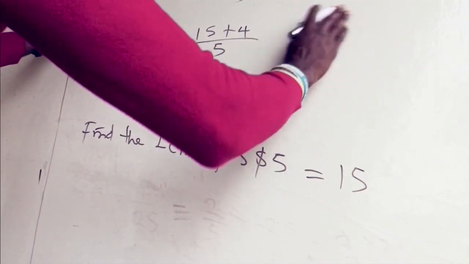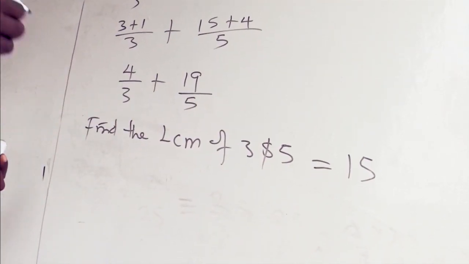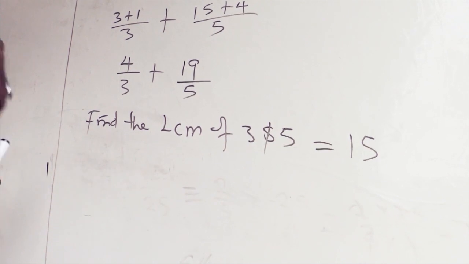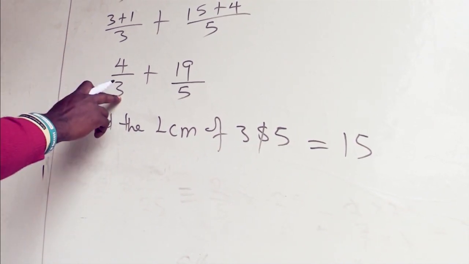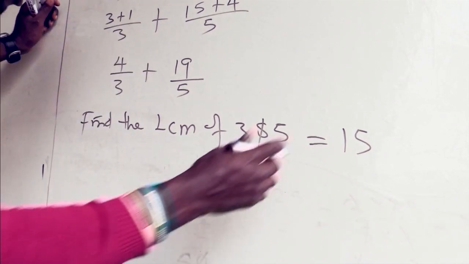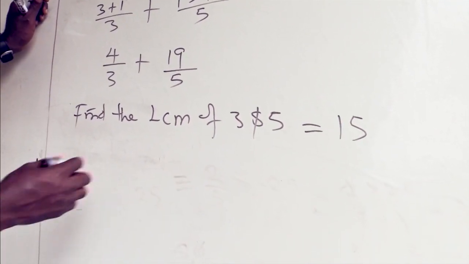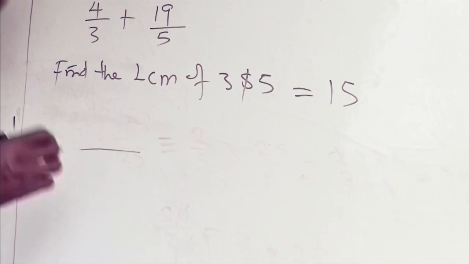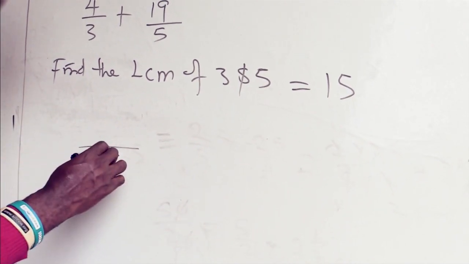I'm just saying this in case you are in an examination hall and can't think that fast, then just use what you have here to multiply what you have here and use it as your multiple. So let's go again. Since we have 15 as our LCM, it forms our new denominator.